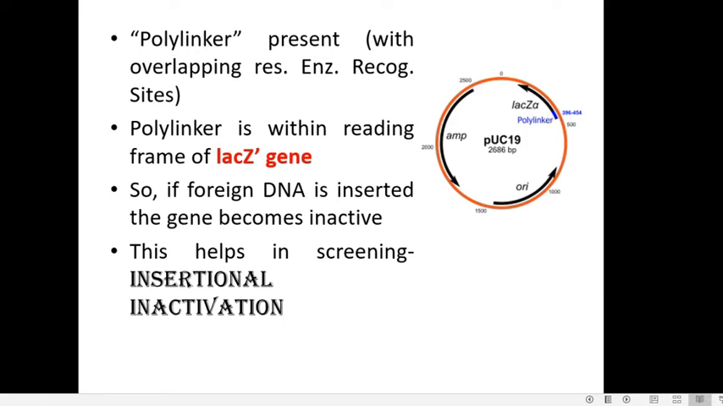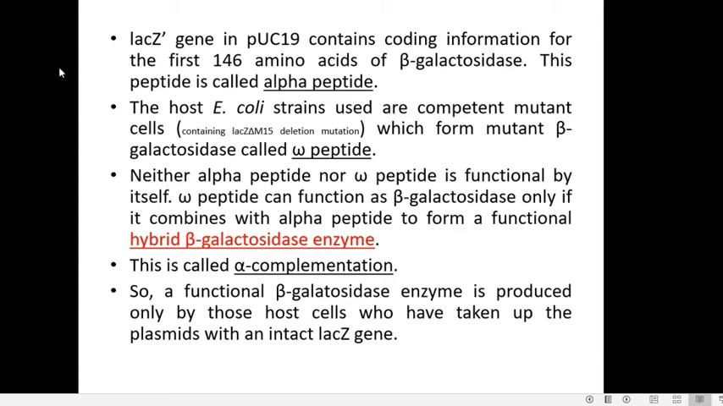Now we will see how we will identify it, or what are the phenotypic changes that we can see by inactivation of this lacZ gene. So for that we have to go to the functions of this lacZ gene. This lacZ gene in pUC19 contains information for a particular peptide which is called the alpha peptide. This alpha peptide is actually a part of the enzyme called beta galactosidase.